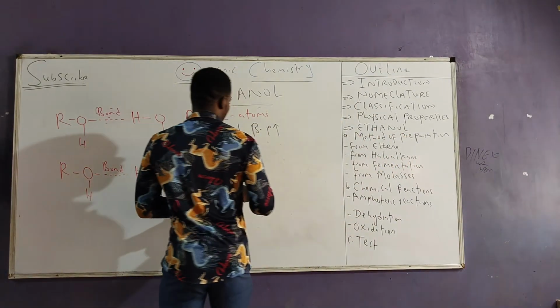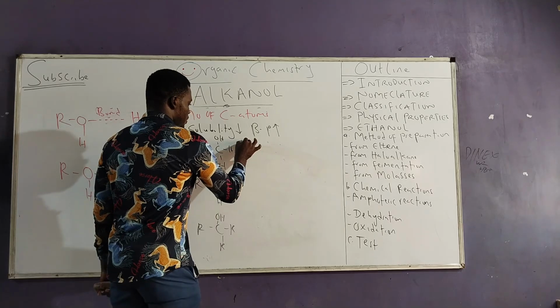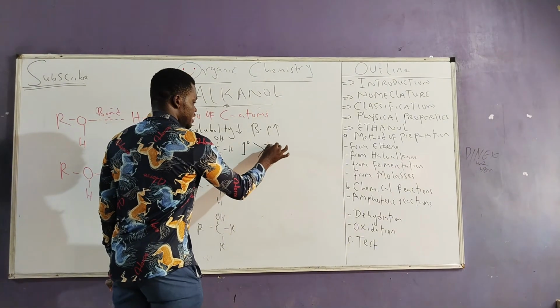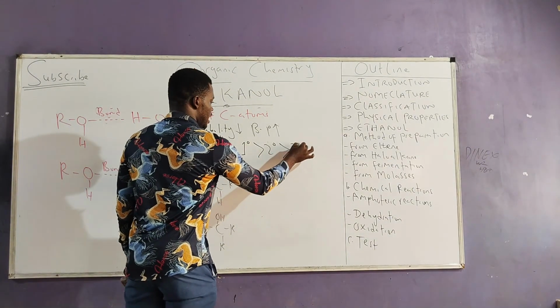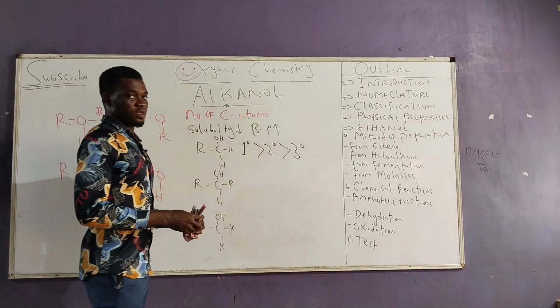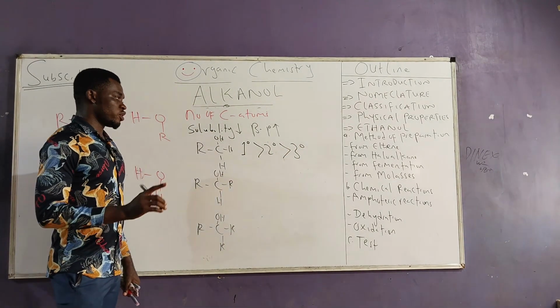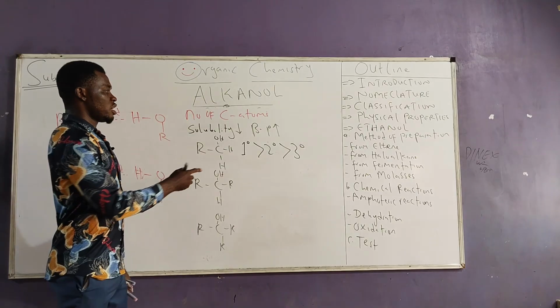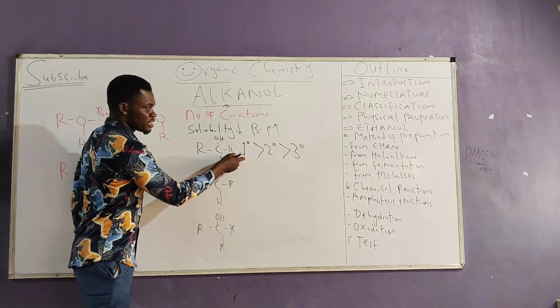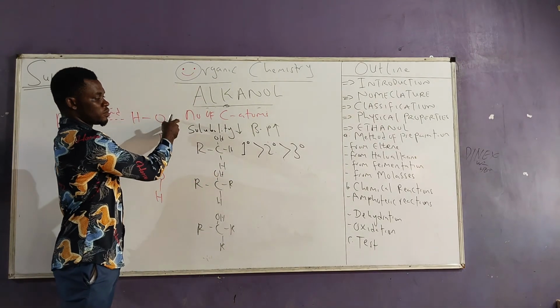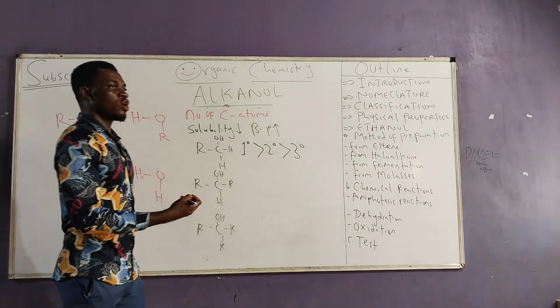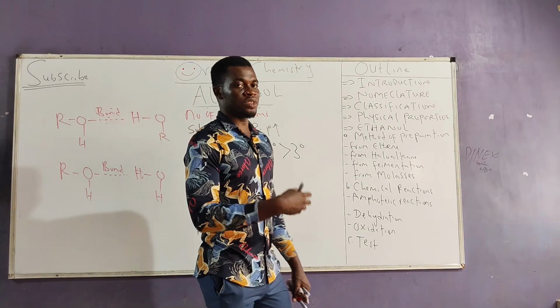So the sequence becomes that the solubility of primary alkanol is much greater than secondary alkanol, and much greater than tertiary alkanols. Very important. So for alkanols, the boiling point and solubility can be affected by the number of carbon atoms. It can also be affected by the nature of the alkanol, if it is primary, secondary, or tertiary.